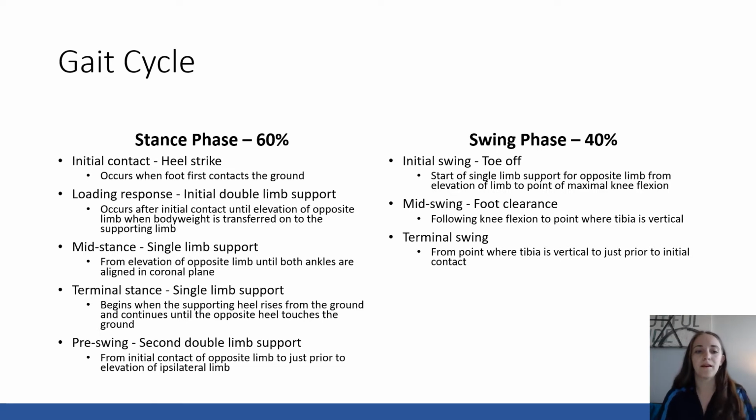And then we have pre-swing, which is our second double limb support. So both limbs are in contact with the ground, and our hip flexors are propelling our limb forward. And then we move into our swing phase, which makes up about 40% of our gait cycle. In initial swing, or toe off, our hip flexors are concentrically contracting to advance the swing leg. Then in mid-swing, we have our ankle dorsiflexors for foot clearance, and then in terminal swing, we have our hamstrings to decelerate the limb.